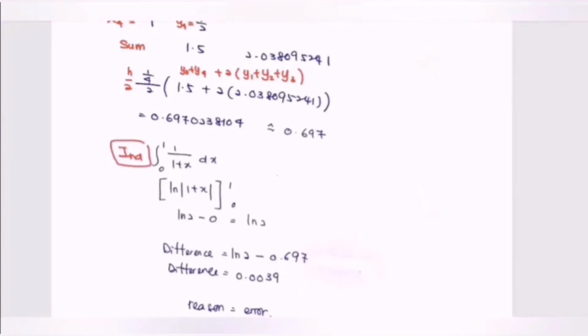So based on the technique of integration, here we have the basic method. If we integrate the reciprocal, we will have ln modulus 1 plus x. Then substitute the value 1 and 0, and we will have ln 2. Then this is what we call the exact value. The third part is to find the difference. So what is the difference? Where we have ln 2 minus 0.697, and the difference is 0.0039.